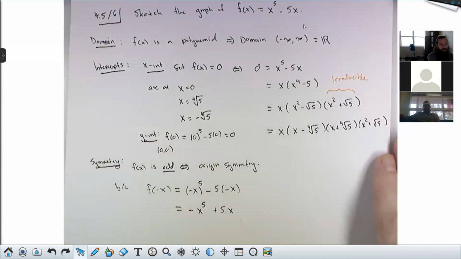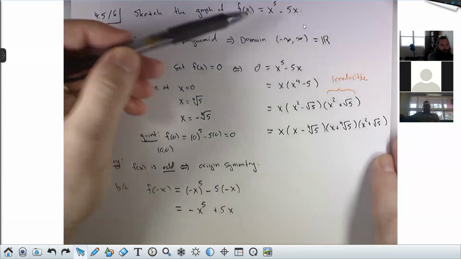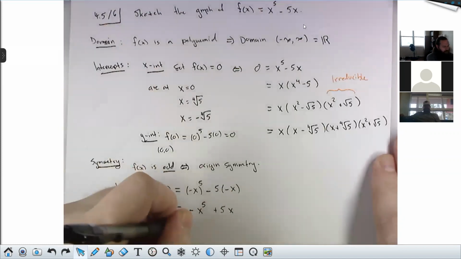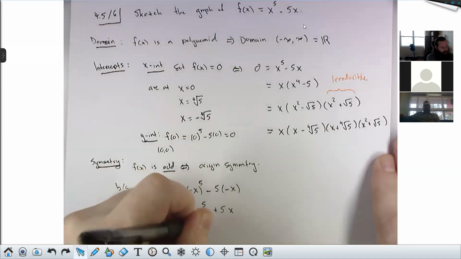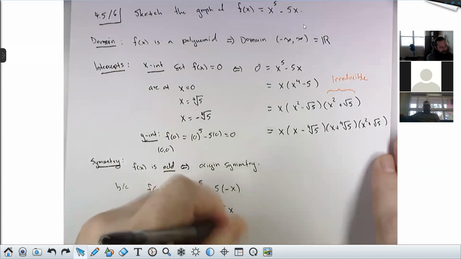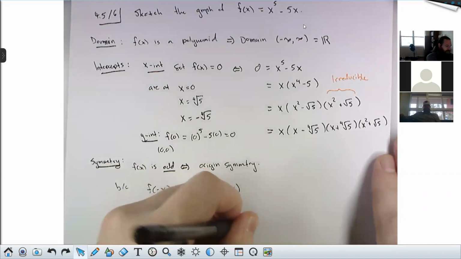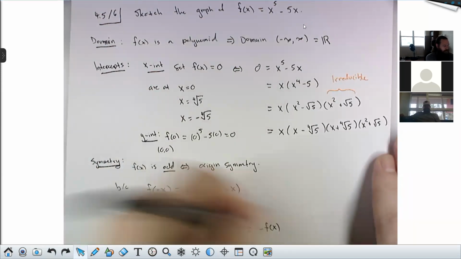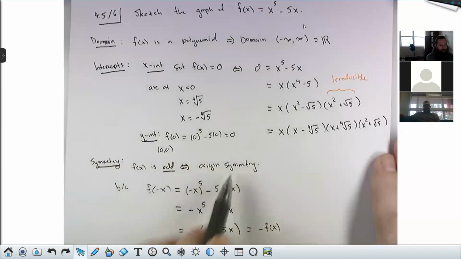And this might not look like the negative of f of x at first. You look at this thing and you say, well, is this the negative of that? If you force factor out a negative here, you'll get negative x to the 5th minus 5x. And that is negative f of x, right? Because this is f of x. So indeed, odd function, which means origin symmetry.